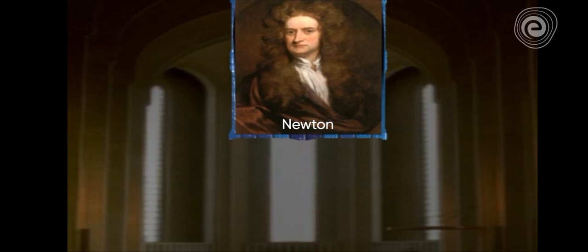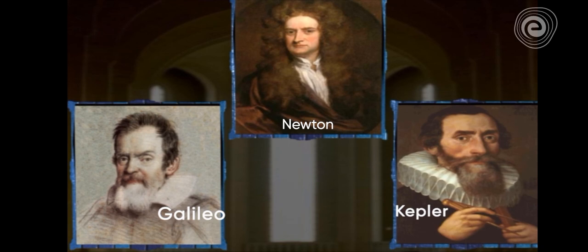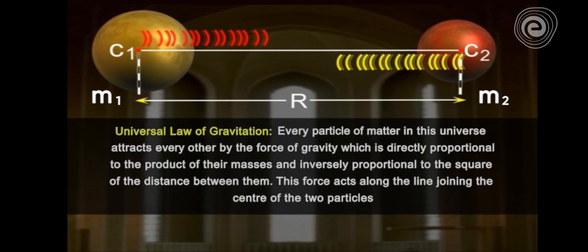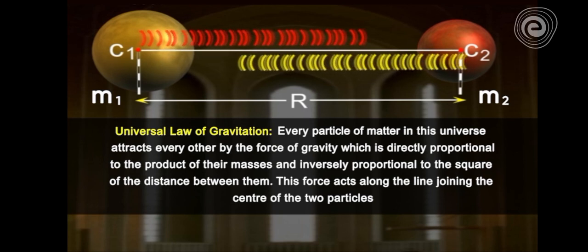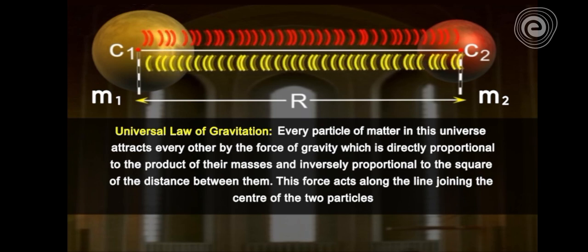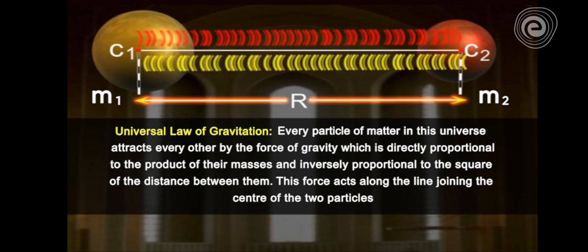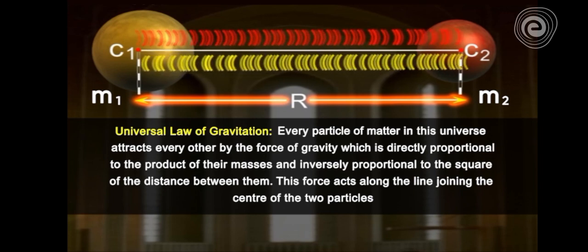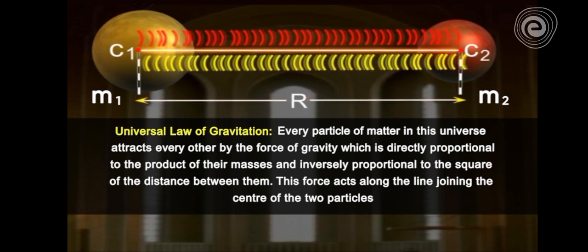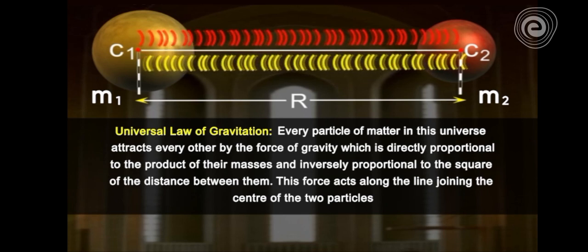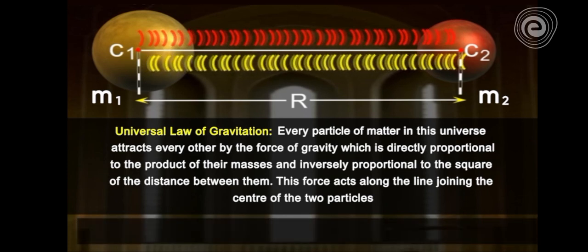Newton very humbly said that his work is based on the observations and research carried out by two great scientists, Galileo and Kepler. He came to an important conclusion that any two particles with masses m1 and m2 attract each other by a force whose magnitude is directly proportional to the product of the two masses, that is, m1 into m2, and inversely proportional to the square of the distance between them, that is, r squared. The direction of force is along the line joining the two masses. This law is known as the universal law of gravitation.